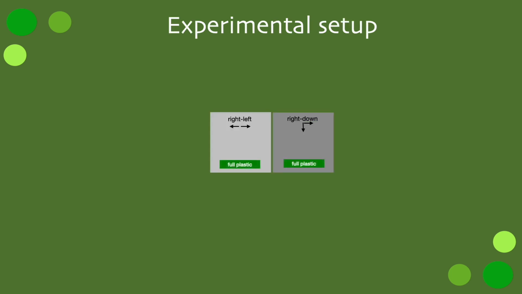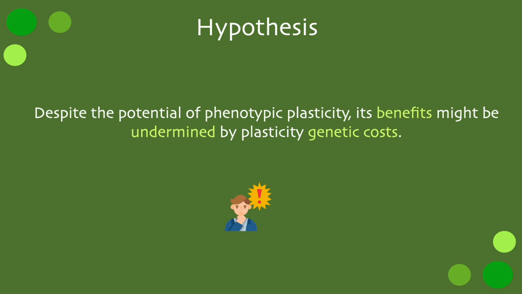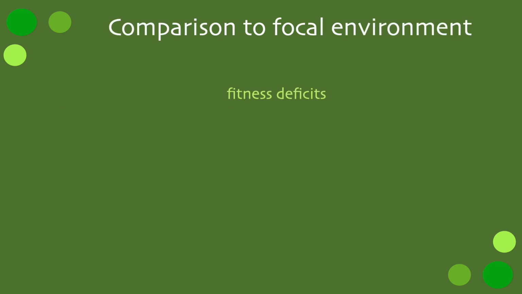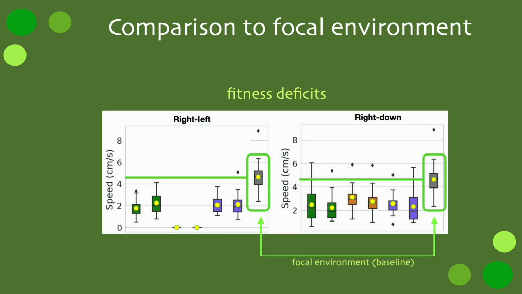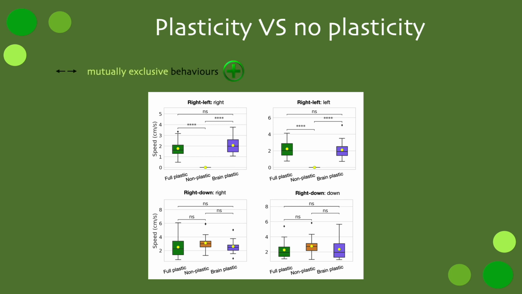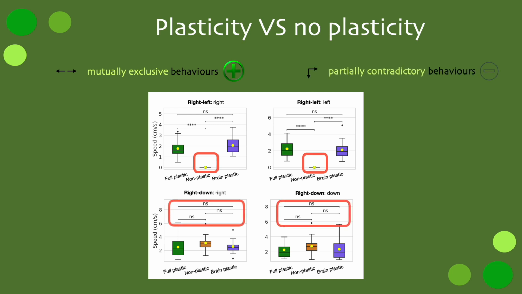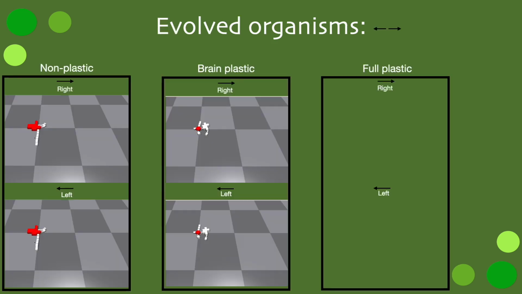Organisms could have plasticity in the body and brain, only in the brain, or have no plasticity. Additionally, a baseline experiment was conducted representing a focal environment. The hypothesis was that despite the potential of phenotypic plasticity, its benefits might be undermined by plasticity genetic costs. Results showed that for all methods, fitness deficits were observed when compared to the focal environment. Additionally, plasticity was helpful when involving mutually exclusive behaviors like right and left, but neutral when desired behaviors were only partially contradictory, like right and down.